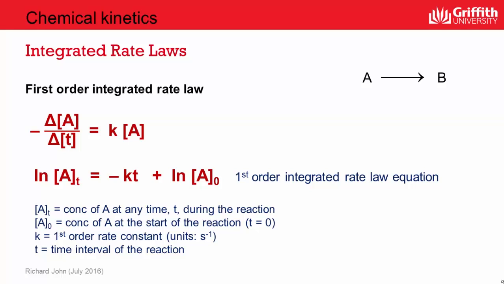So this equation therefore reads as the natural log of the concentration of the reactant A at any time during the reaction is equal to minus kt plus the natural log of the initial reactant concentration. And this means we should be able to calculate the concentration of reactant at any time during the reaction, so long as we know certain key experimental factors such as the time of reaction, the value of the rate constant, and the initial concentration of the reactant.